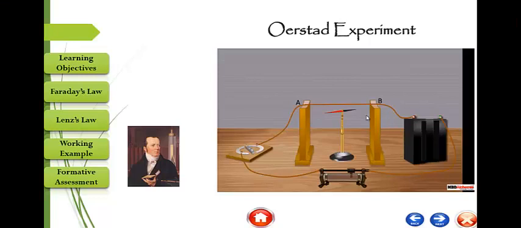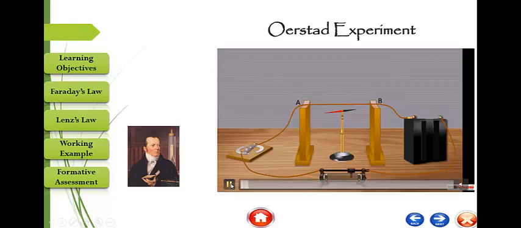In the last meeting, we studied about Oersted's experiment. In 1820, Hans Christian Oersted did an experiment like this. In this experiment, he used a rheostat, battery, conductor wire, and magnetic compass needle. Initially, when no current passes through the conductor wire, the magnetic compass needle shows no deflection.